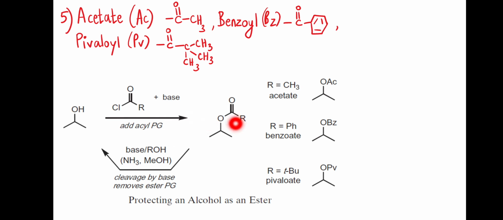How do you deprotect? The forward reaction, we have learned this. This is esterification, the reaction of an alcohol with an acid halide. We get the ester, and then you do hydrolysis. Base mediated hydrolysis will give back the alcohol. For the base, you can use ammonia.